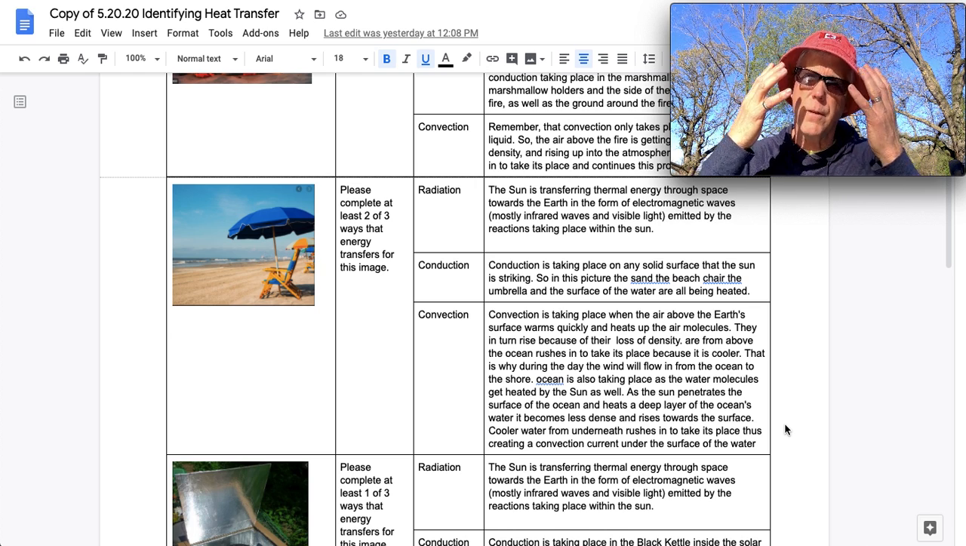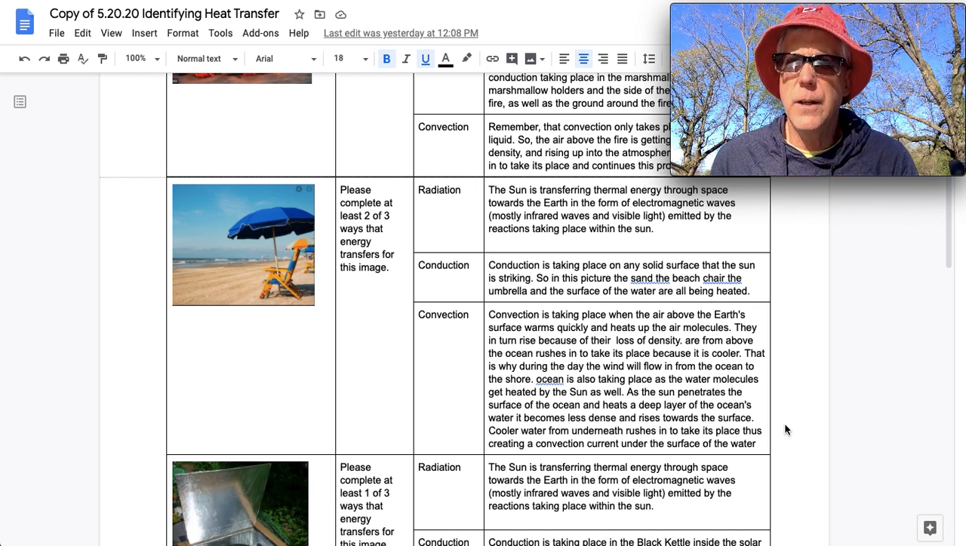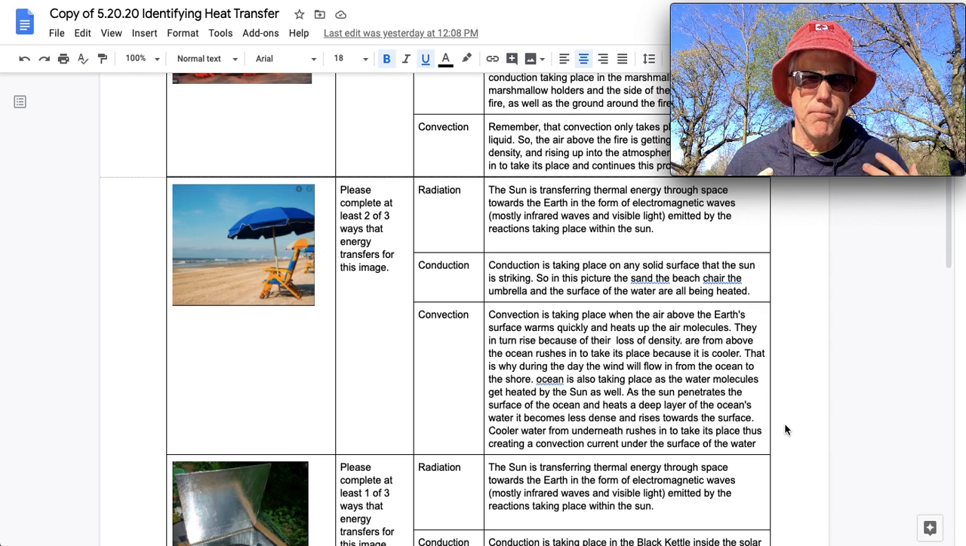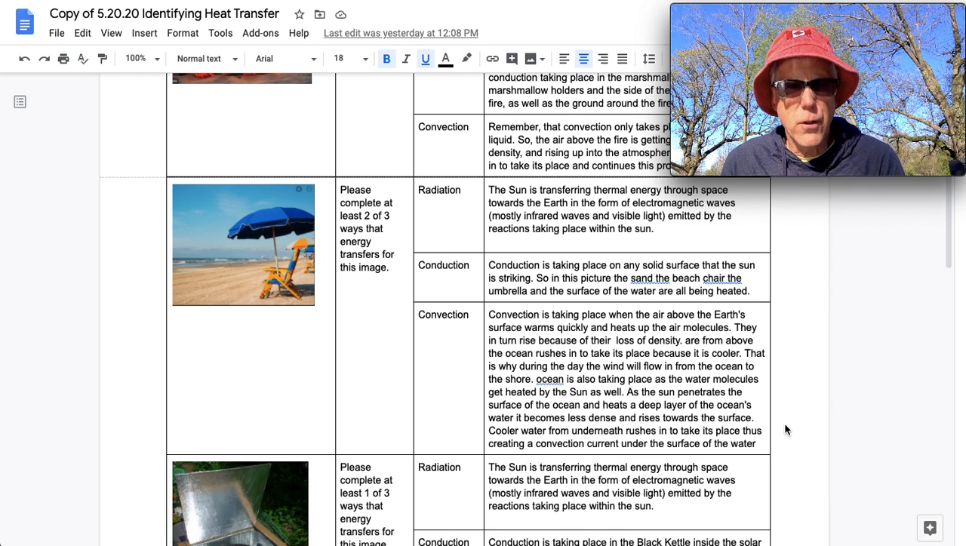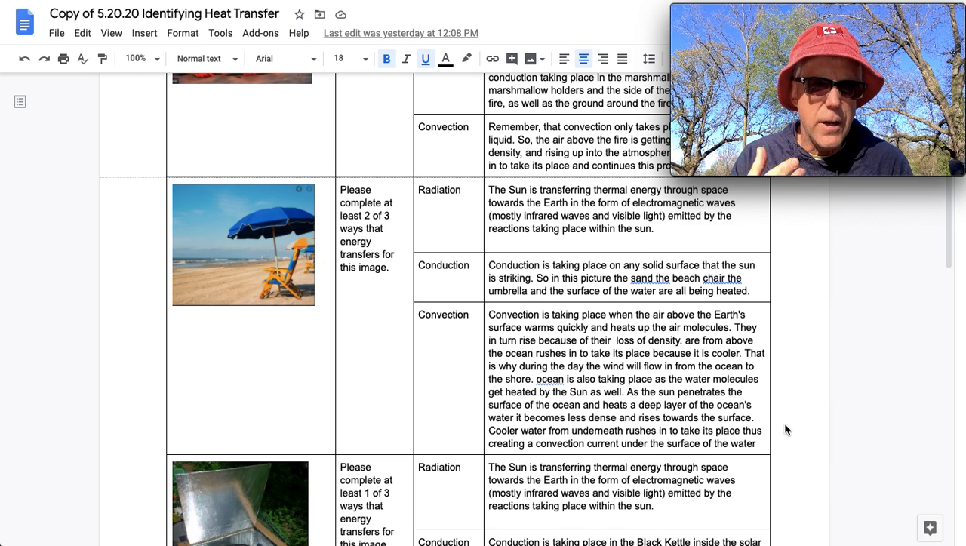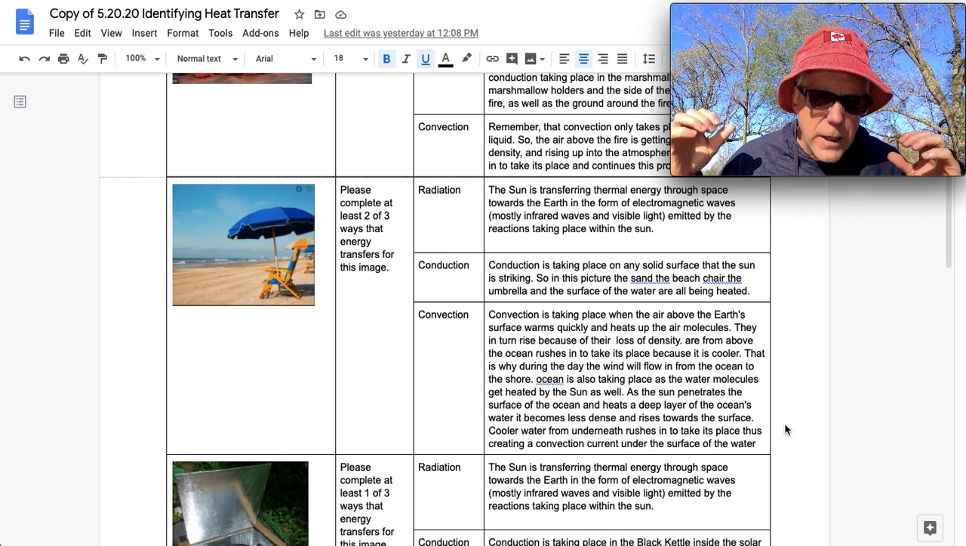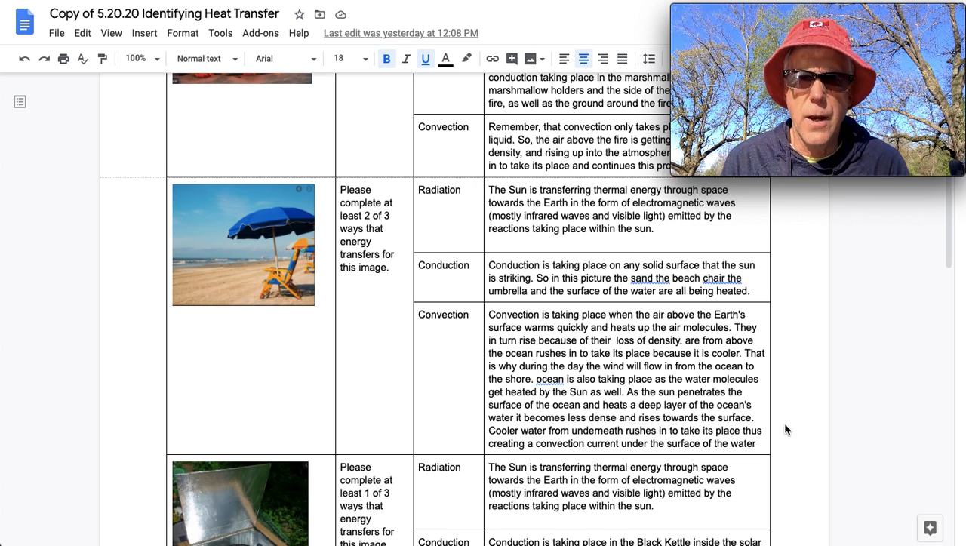My face, top of my hat, my shirt, it's getting warm because it's getting bombarded with those sun's rays. So in the picture, if you look at the chair, the sand, the umbrella, if I was sitting there, anything that is getting hit is absorbing that energy, and it's conducting the sun's thermal energy and getting the particles to move a little bit faster. And convection happens because of the Earth's surface being heated up.